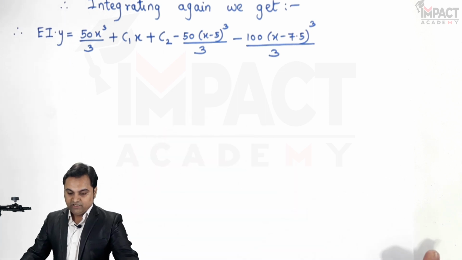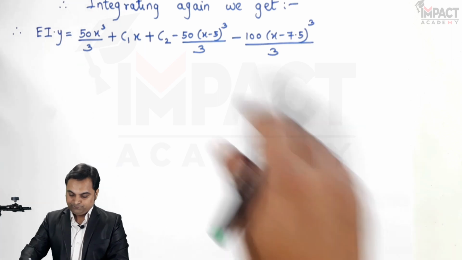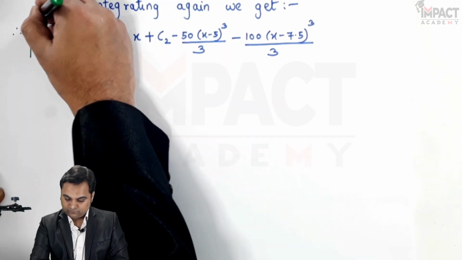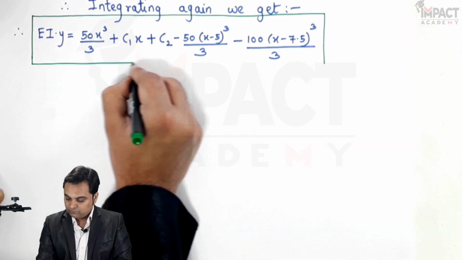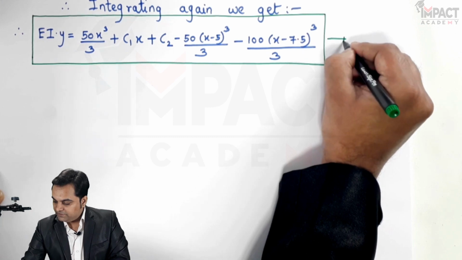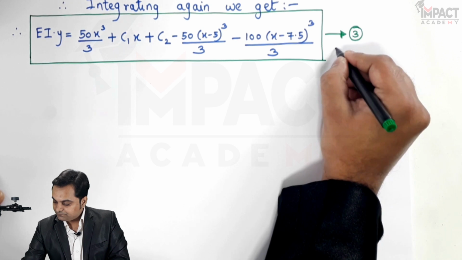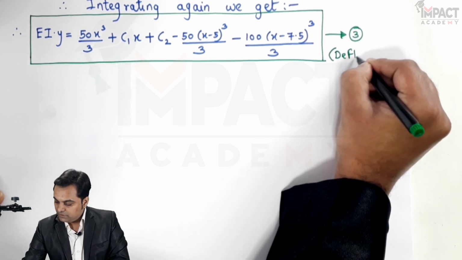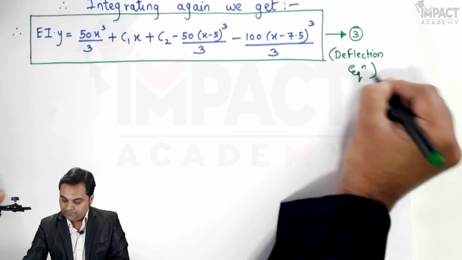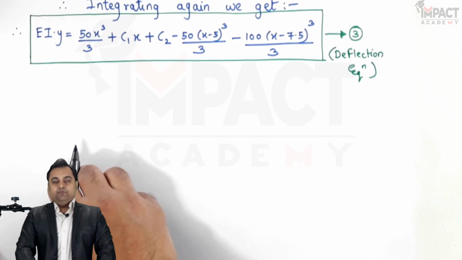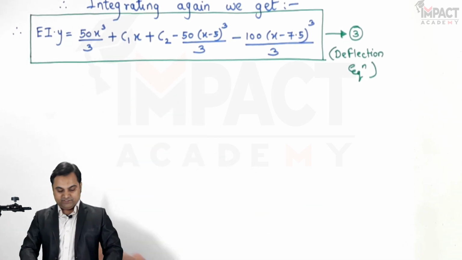Now after reaching up till this stage, I'll highlight this equation as well. Keeping it as the third equation, and this equation is the deflection equation, because y is called as the deflection of the beam. Now I need to find out these constants c1 and c2, and for that I'll apply the boundary conditions.